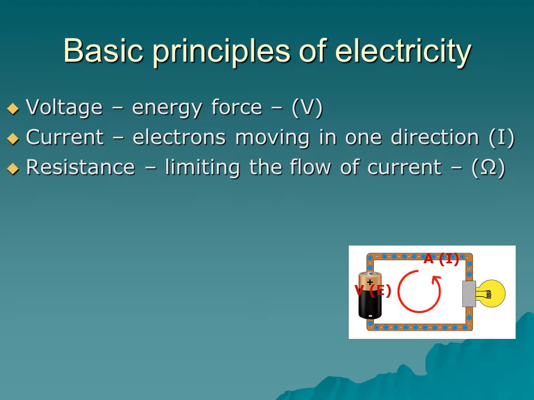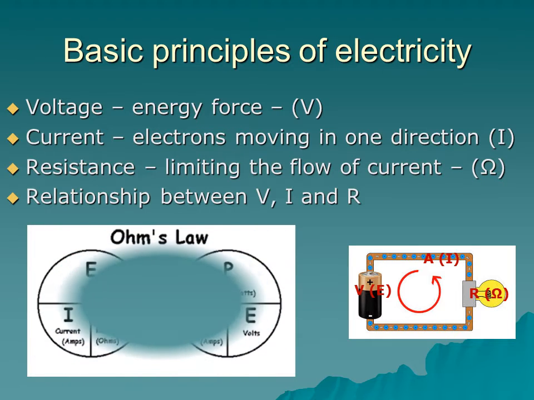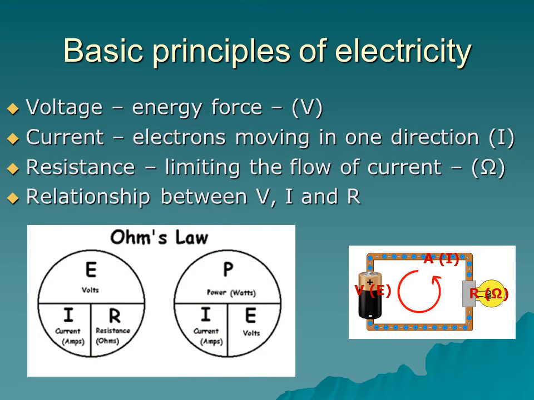Any circuit also displays some sort of resistance. Resistance limits the flow of current, and it is measured in ohms, indicated by the ohm symbol. There is a strong relationship between V, I and R. If we have a look at the diagram below, we see that I equals E or V over R. Likewise, E equals I times R and R equals E or V over I.